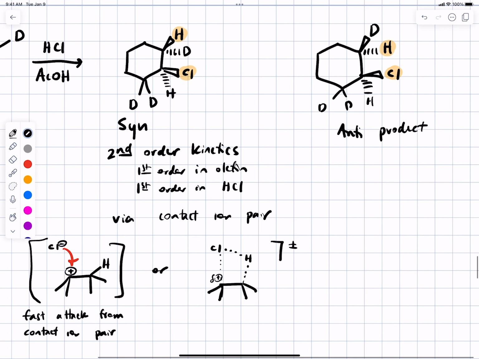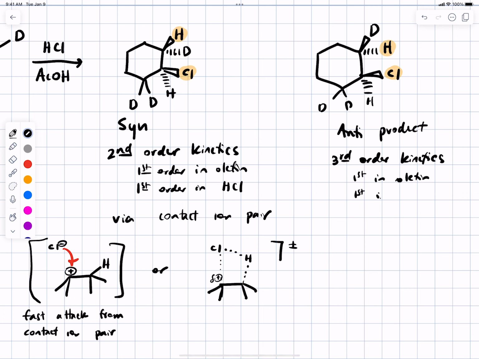This one shows third order kinetics. Now that's weird because the mechanism we just showed you above says in the first step, the rate determining step, we protonate the alkene and that's it. This is first order in olefin, first in acid, but also first order in chloride.